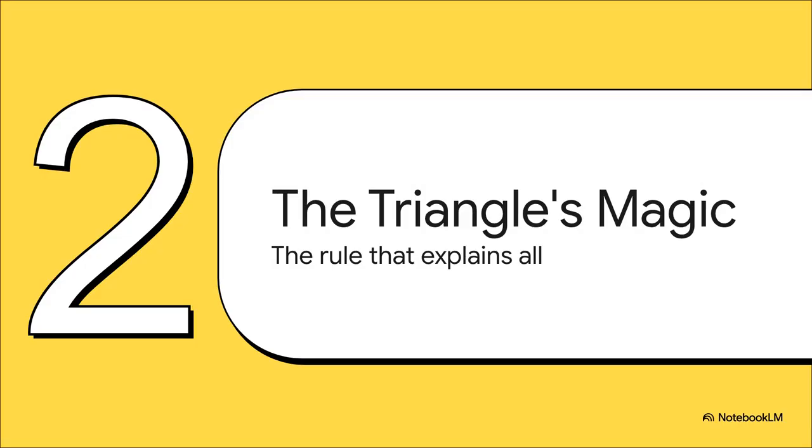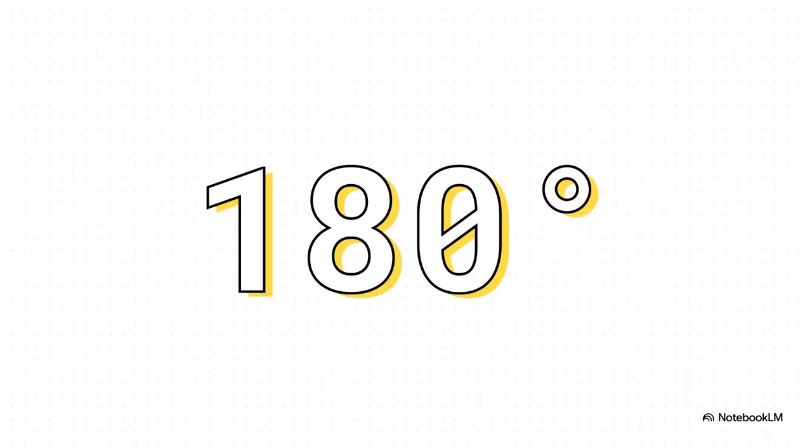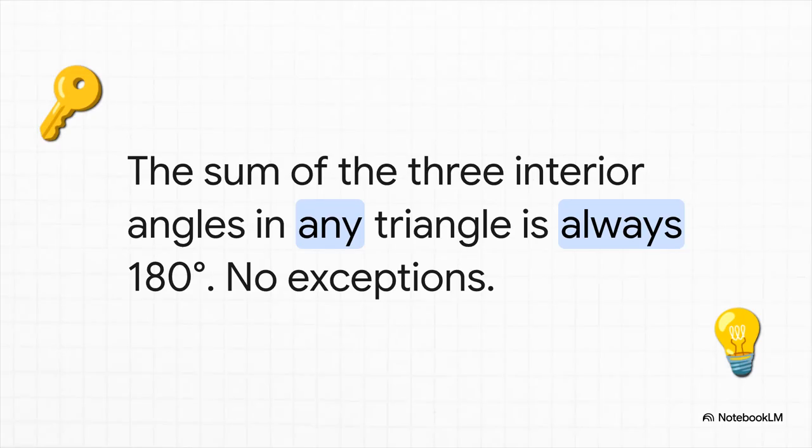And now we get to the really cool part, the triangle's magic trick. It gives us one single number, one rule that just explains everything else. And here it is, 180 degrees. This number, right here, is the absolute bedrock for understanding what goes on inside every single polygon. Because here's the thing, it doesn't matter what the triangle looks like. It could be long and skinny, short and fat, perfectly balanced. You add up its 3 inside angles, and the sum is always 180 degrees. No exceptions. This right here, this is our master key.